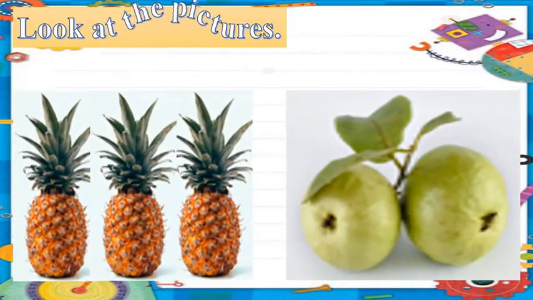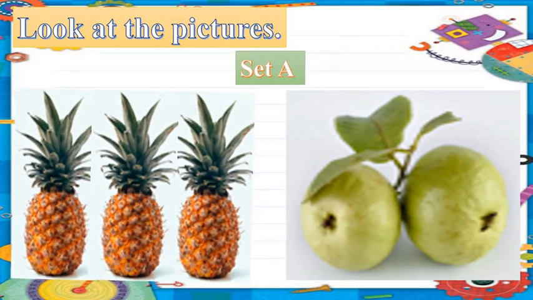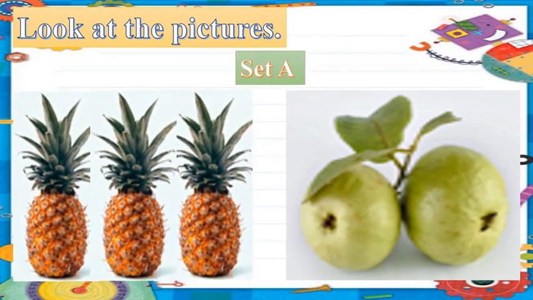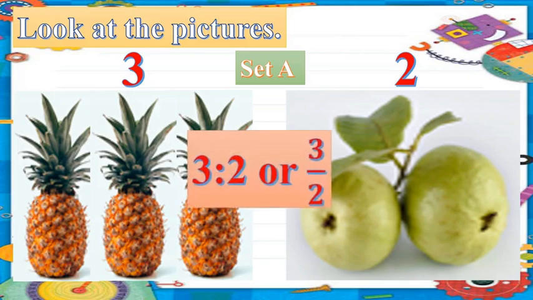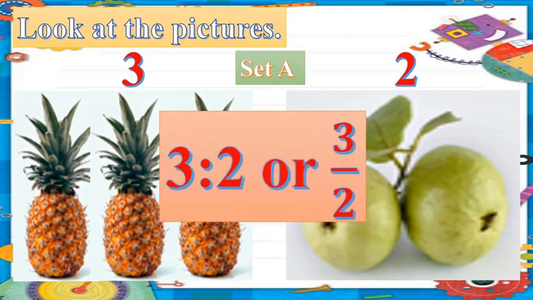Look at the pictures. How many pineapples in the pictures? Yes, we have 3 pineapples. How about guavas? Yes, we have 2 guavas. What ratios can we form in this first set of fruits? Right, 3:2 or 3/2. Good job.